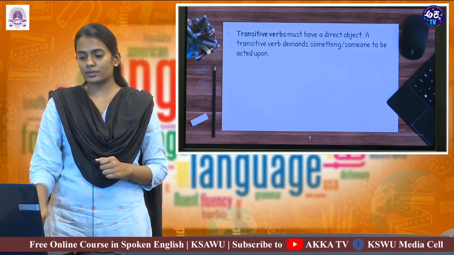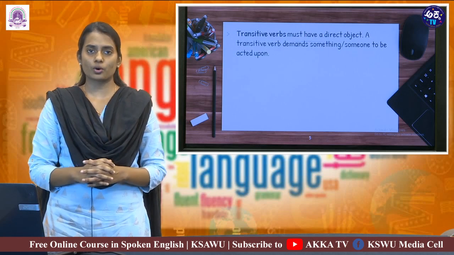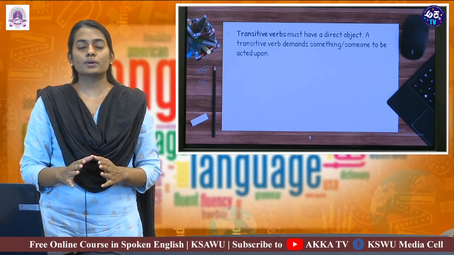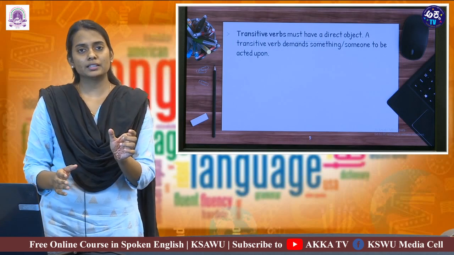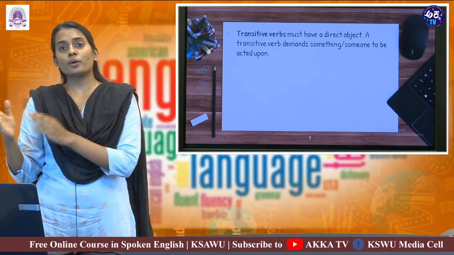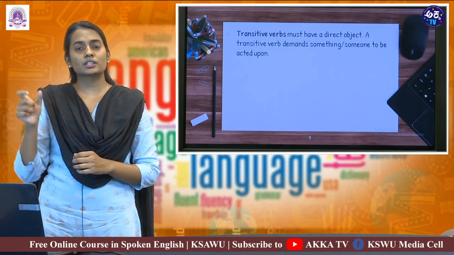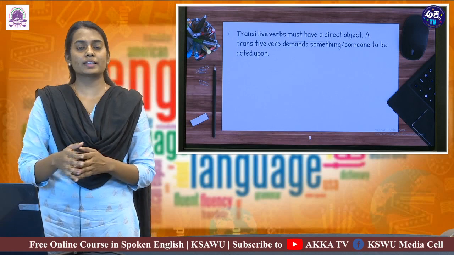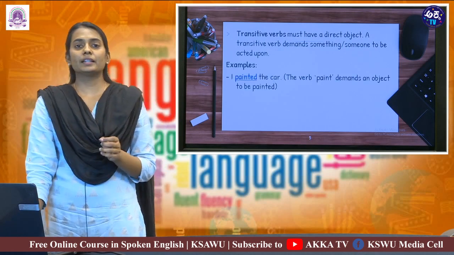First is transitive verbs. Transitive verbs must have a direct object. So transitive verbs must have an object. When we are performing an action, we need to know on which object the action is being performed, so an object should be there for a transitive verb. Okay, so examples are: I painted the car.